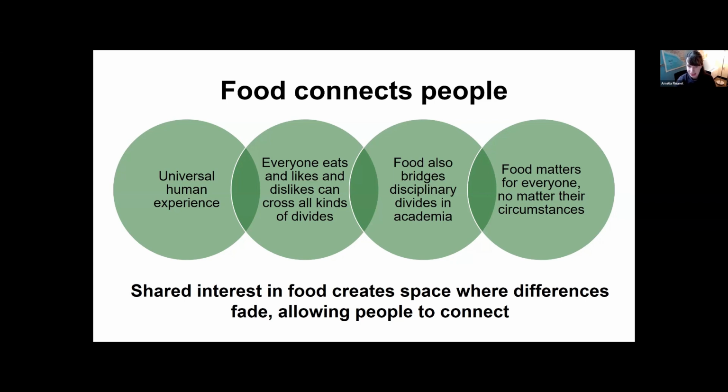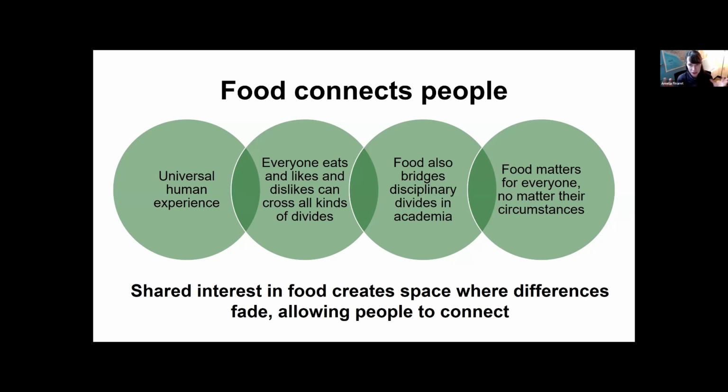And people have different likes and dislikes. They also face different constraints. They also have different barriers. Food as a topic just really bridges those disciplinary divides all across academia, like we can see just in the audience today, from where folks are coming from. And food just matters to everyone, right? Even if you're not a foodie, food still matters to you because you need it to live.